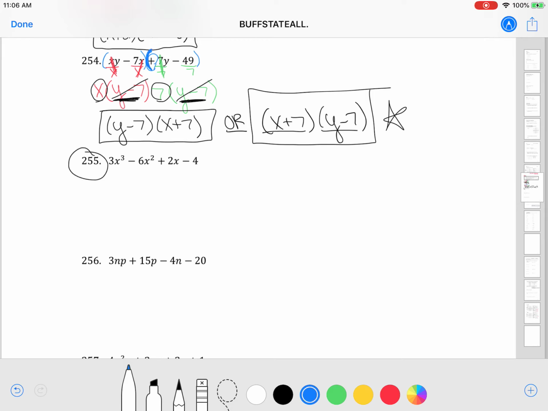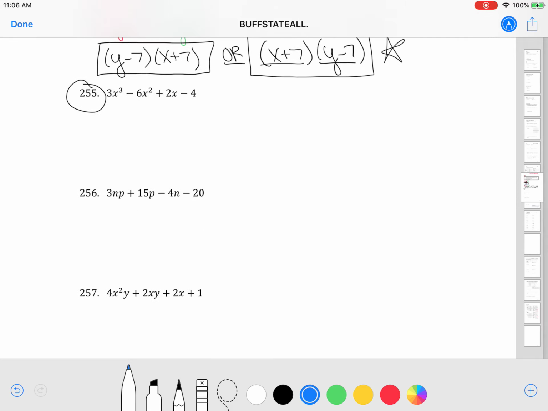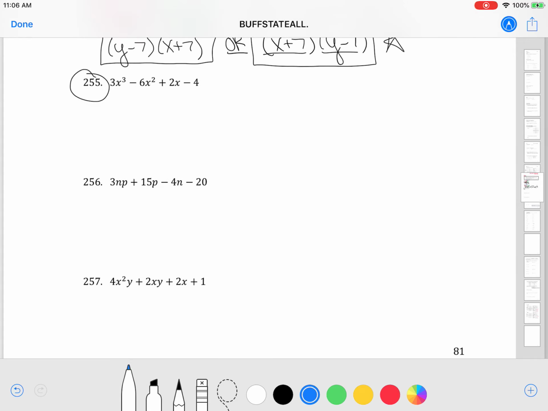Okay, try 255 on your own. I'm just going to keep on moving and doing this example. You should pause it at this point and give it some practice on your own. Okay, take that initiative and pause it. It is grouping because there's 4 terms. So I group my first 2 terms together and I group my second 2 terms together.